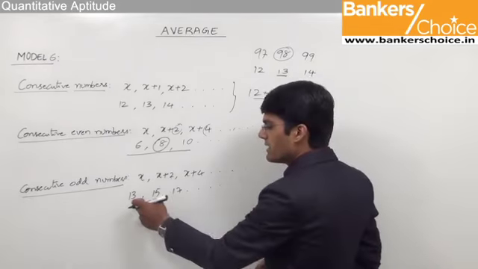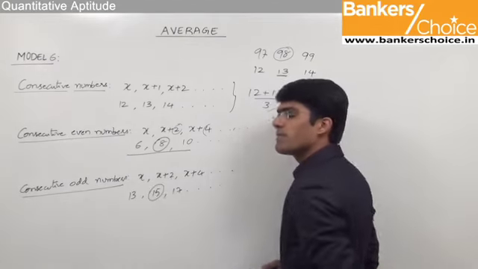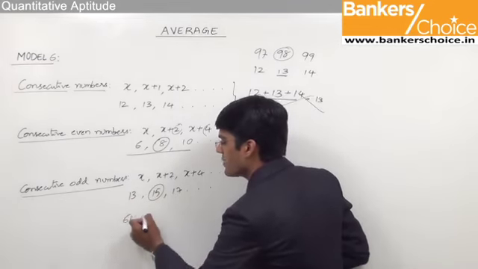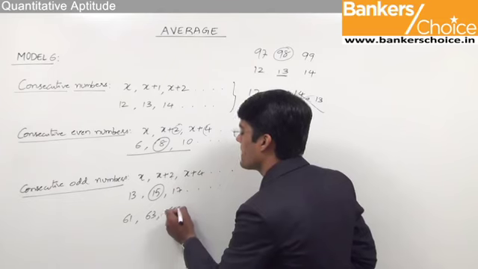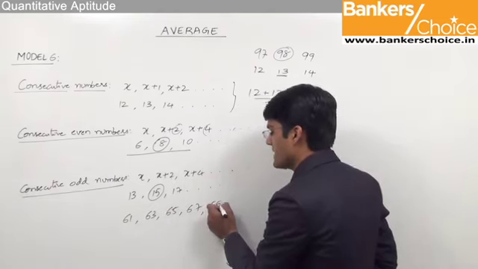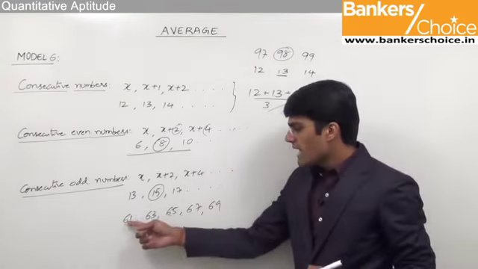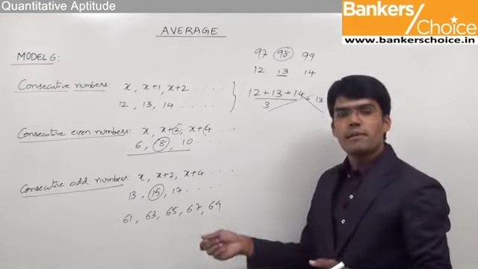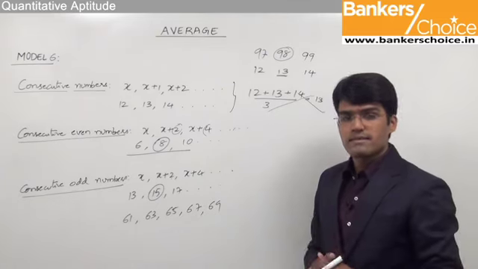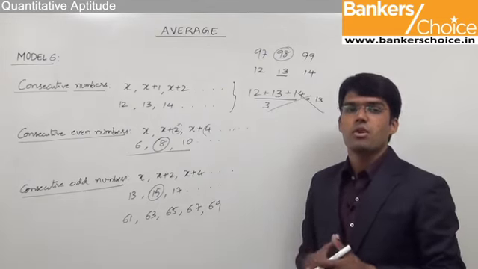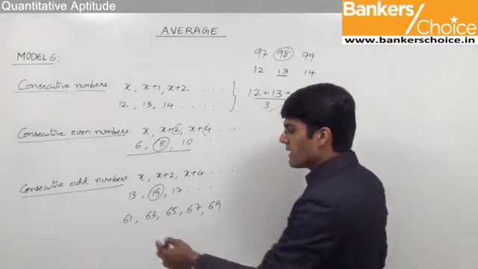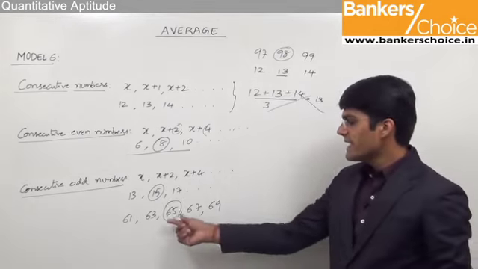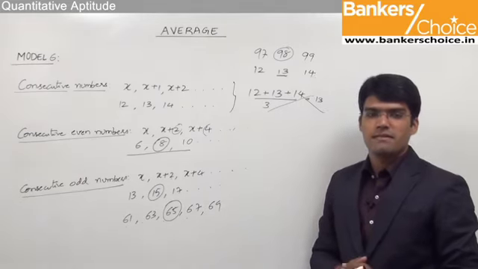And the average for 13, 15 and 17 should be 15. Similarly, let's say we have consecutive odd numbers as 61, 63, 65, 67 and 69. Now to find out the average of these 5 consecutive numbers, we need not take the sum divided by 5. As we have already discussed, for consecutive numbers, average should always be the middle number. And here, out of the 5 numbers, the middle number is 65. So we can directly say that the average is 65.